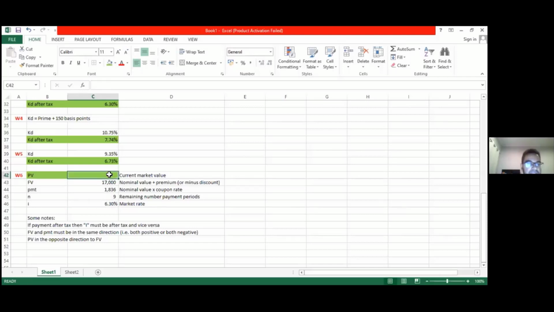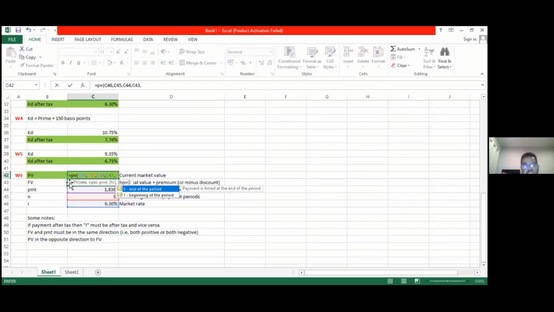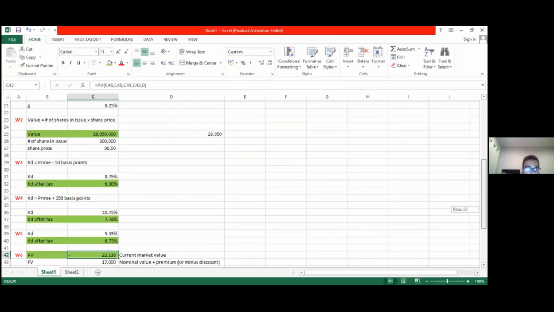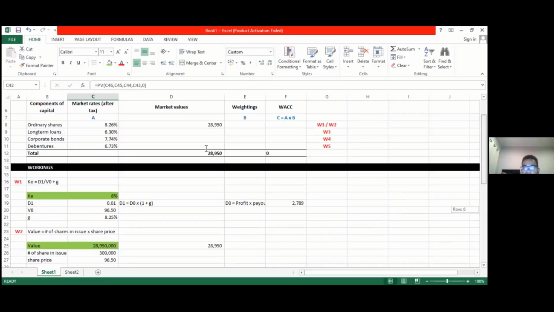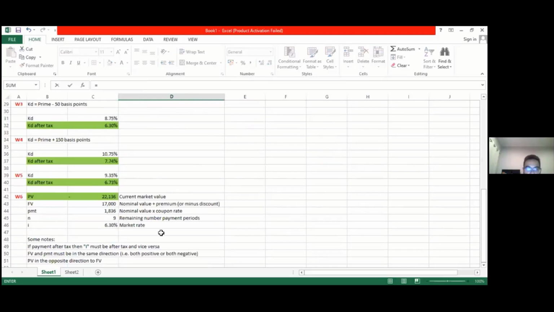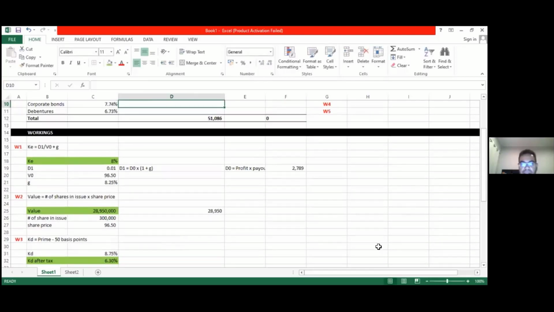Now I'm going to calculate PV. In Excel, I'm going to say equal to PV, open up bracket. They want the rate first, so there's the rate. Then they want N, there's N. Then they want PMT, there's PMT. Then they want future value, there's future value. Then they want type, whether it's at the end of the period or the beginning of the period. It's end. Here we go. Like you see, it's negative, but we expect it to be negative because it must be in the opposite direction of the future value. But you put in a positive number when you come to the WACC calculation. So under long-term loans, I'm going to say equal to negative that. And that is working 6.